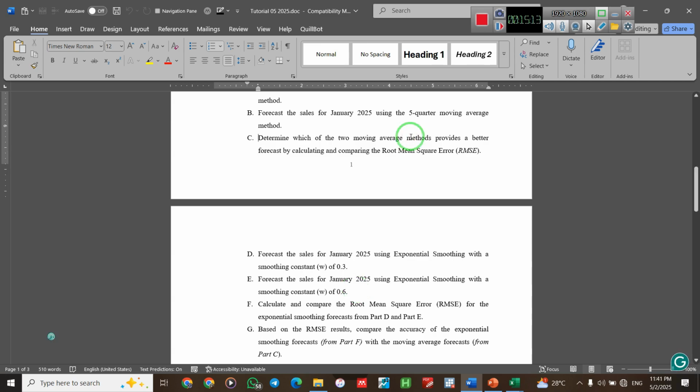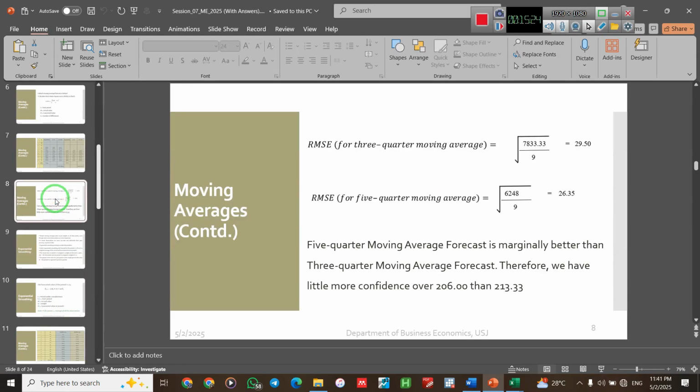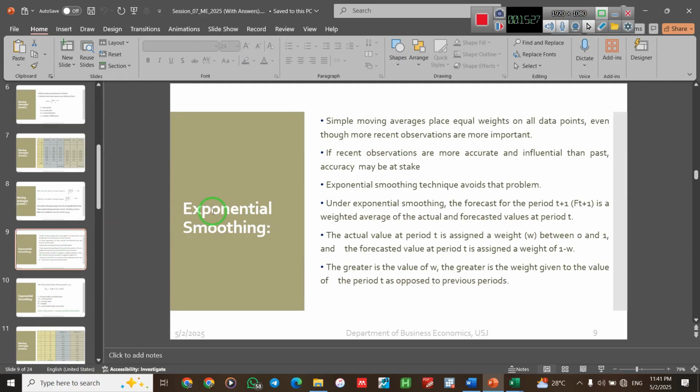So before moving into the question, I would like to quickly recap what you have learned about exponential smoothing in your lecture. The slide says that simple moving average places equal weights on all data points, even though more recent observations are more important. Then it says that if recent observations are more accurate and influential than past ones, accuracy may be at stake. So exponential smoothing techniques avoid this problem.